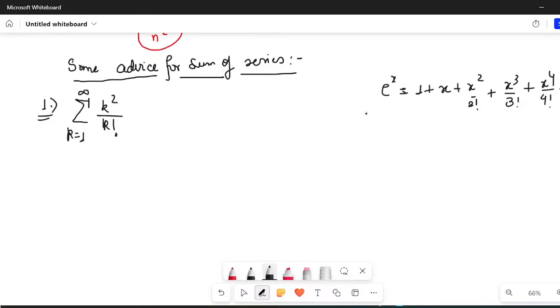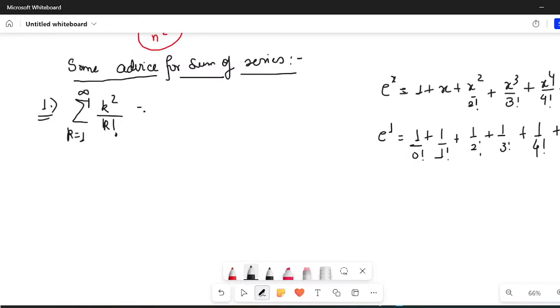Okay, so if this is the case, just think about this. What would be e to power 1? This would be 1 upon 1 factorial, 1 upon 2 factorial, 1 upon 3 factorial, 1 upon 4 factorial, and so on and so forth. You can write it as 1 upon 0 factorial also, so that it makes some sense. So now here, this is what you have.